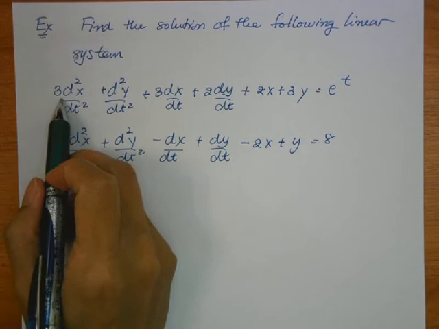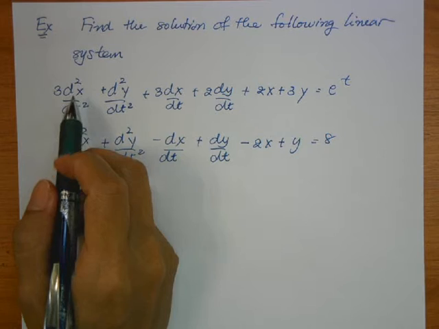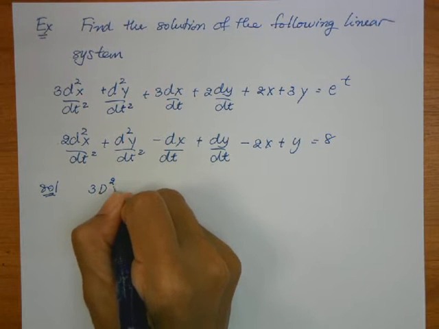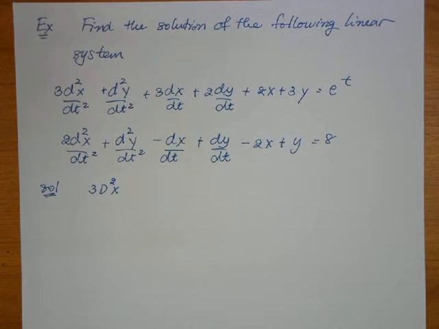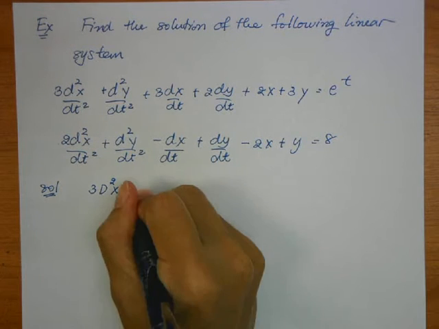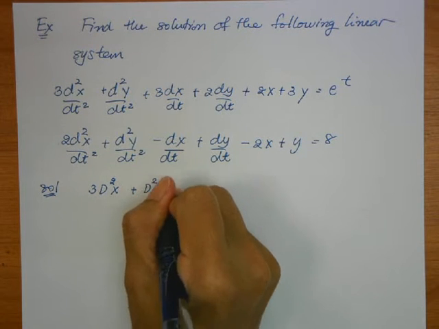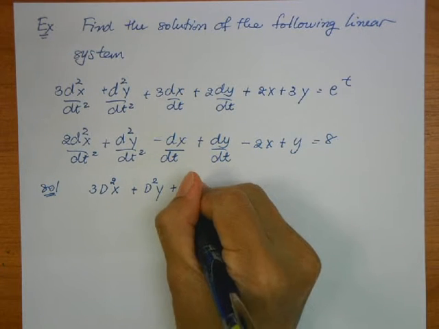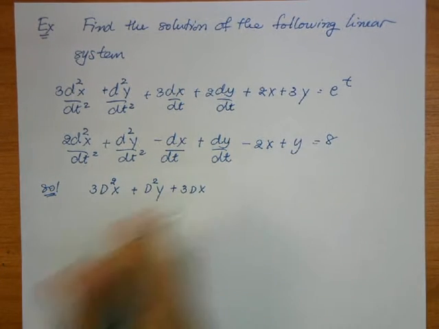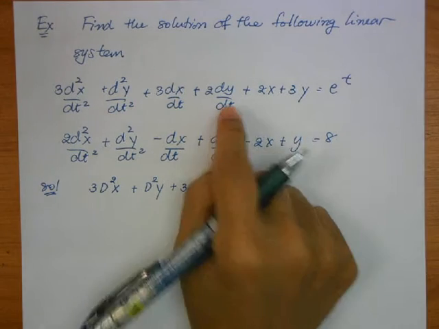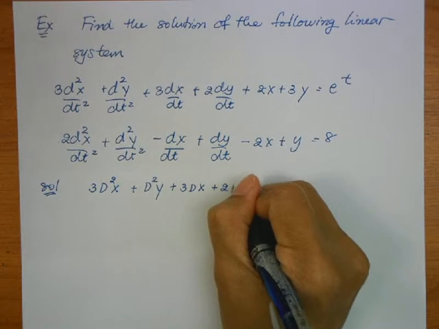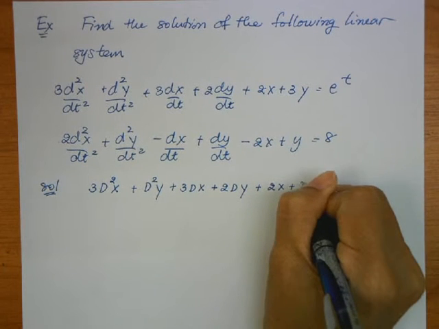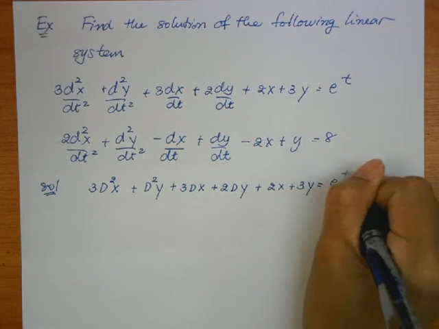3 times the second derivative of x, you would get 3 times d squared x. And the second term, you would get d squared y. And the third term, you would get 3dx. And the fourth term, you would get 2dy plus 2x plus 3y is equal to exponential of t.